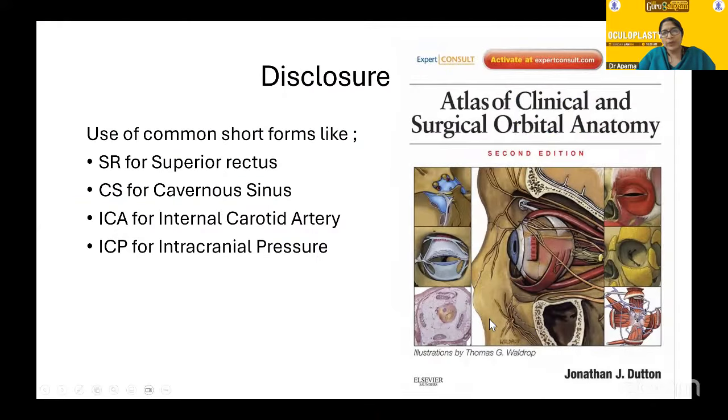I have a few disclosures to make. I'll be using a few common short forms which are commonly used in the ophthalmology literature, like the SR for the superior rectus or the ICP for the intracranial pressure. And for most part of this presentation, I have used the atlas of Dutton for the illustrations.